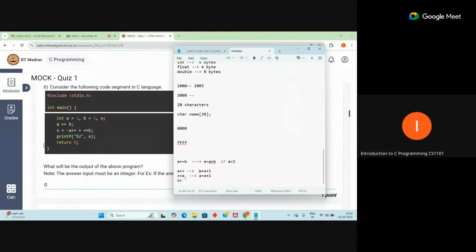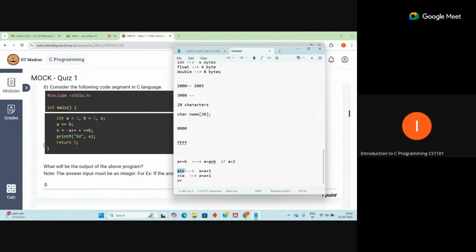But when you are using this increment operator in an expression, it will act differently. Pre-increment means first the value of A is updated, and that updated value is substituted in the expression. If you use a post increment, first the A value is substituted in the expression, and after that A gets incremented. That is the main difference.